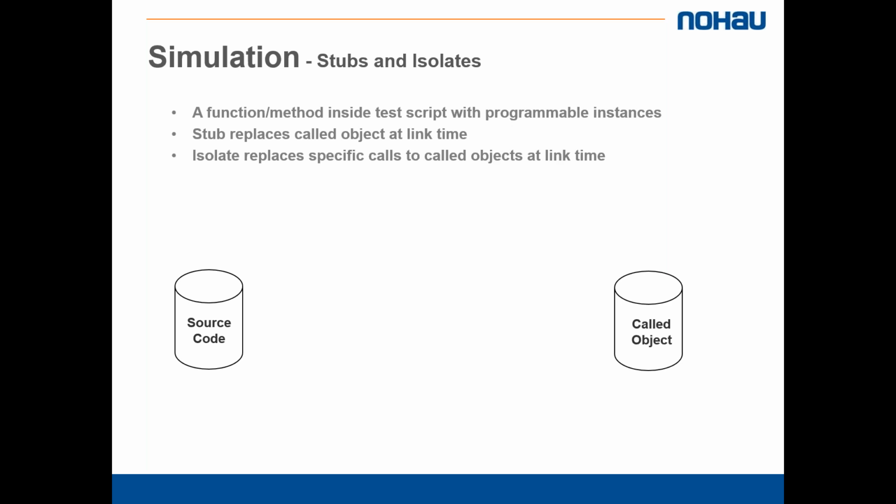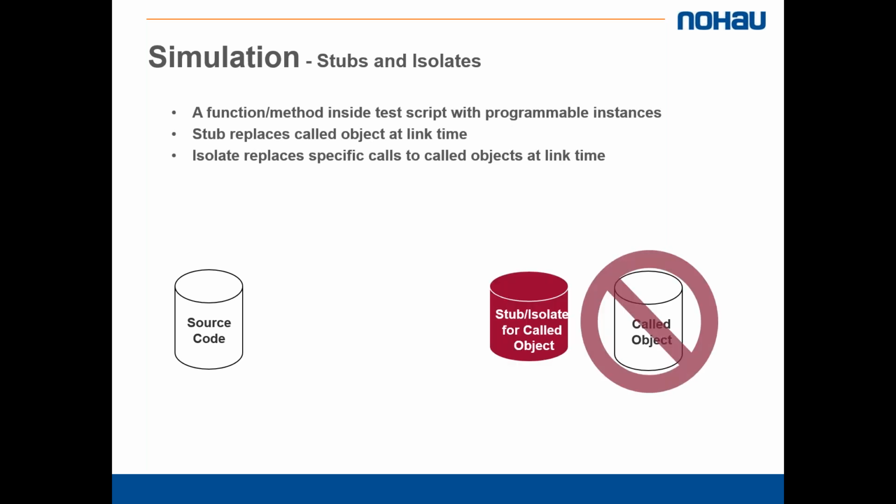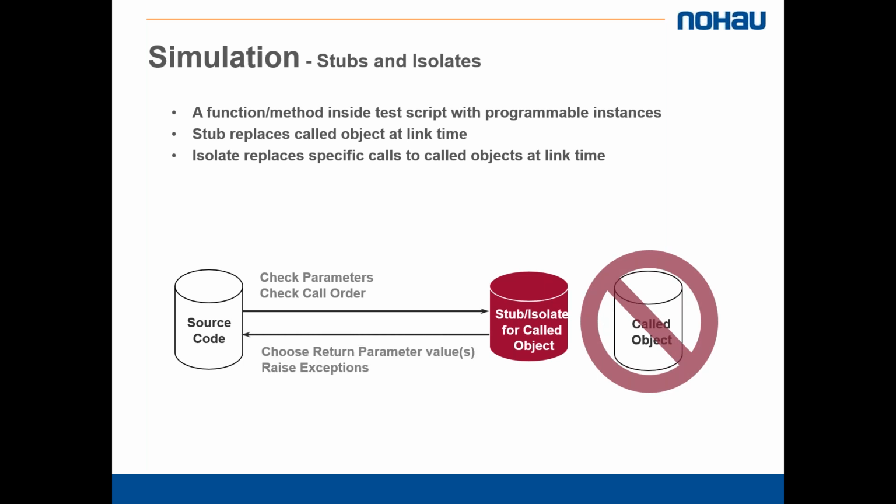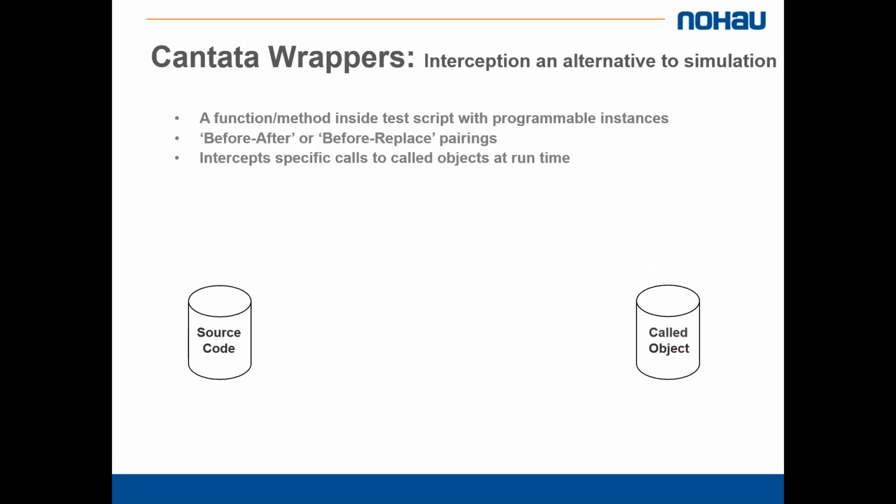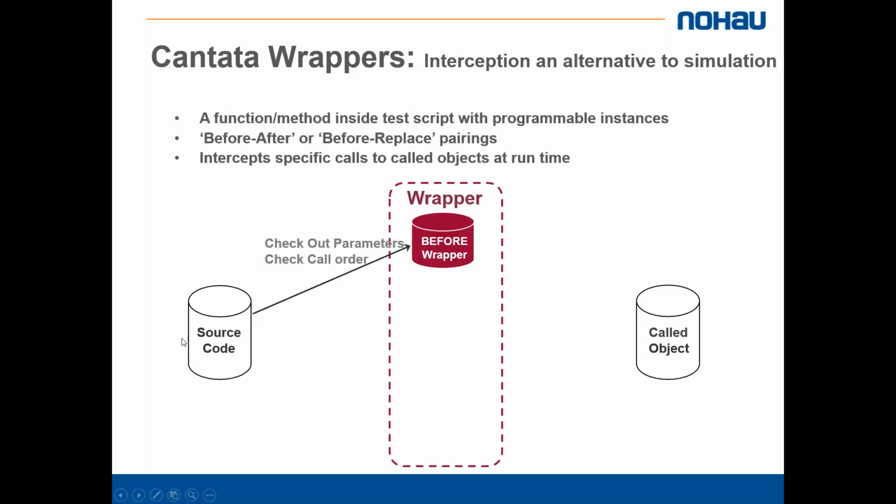If you don't have a function or you're going to develop that one, you can do a simulation, a stub, isolate, whatever you call it. And it's replacing the actual called object. So let's start with that first. And that's nothing special. You can check the parameters to it when it's called, check the call order, or choose the return parameters from it also. But now we're going to the interesting part, the wrappers, a way of controlling the function in the way that you want to. Okay, so you have your software and a test here and the called object.